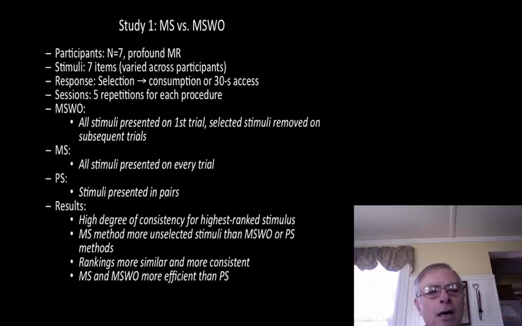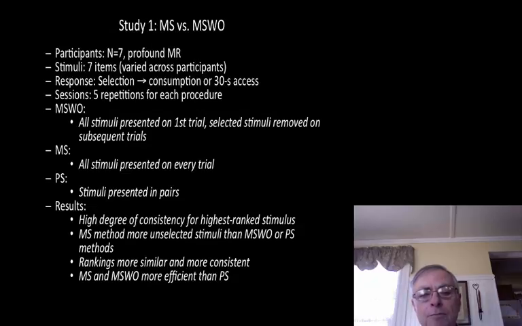Study 1, the results in that study: 7 participants, 7 different stimuli. The results were a high degree of consistency for the highest ranked stimulus. This is multiple stimulus versus multiple stimulus without replacement. The multiple stimulus method had more unselected stimuli than multiple stimulus without replacement or paired stimulus.